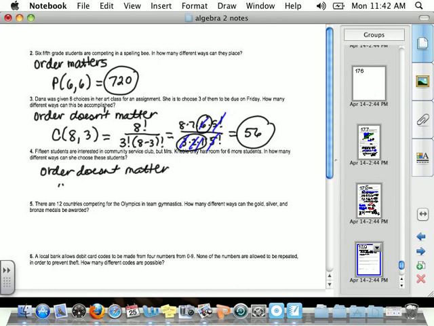So order does not matter, so that means it's a combination. I have 15 students and I'm selecting a group of 6 of them. So 15 choose 6. Lily, did you get it? Wait, order doesn't matter. 5,005?